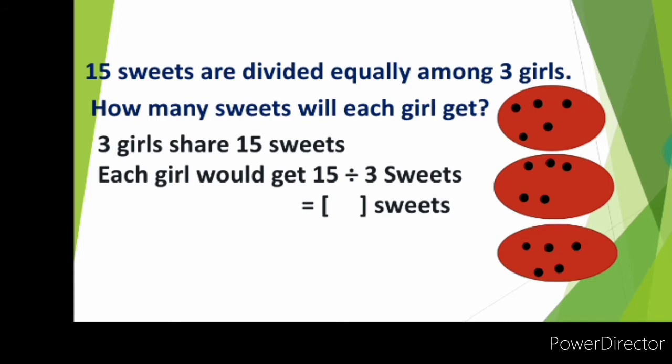How many do we have in one group? Let's count. 1, 2, 3, 4, 5. The second group also has what? 5. And the third group is also 5. So what does that tell us? It tells us that when we divide 15 by 3, we get what?